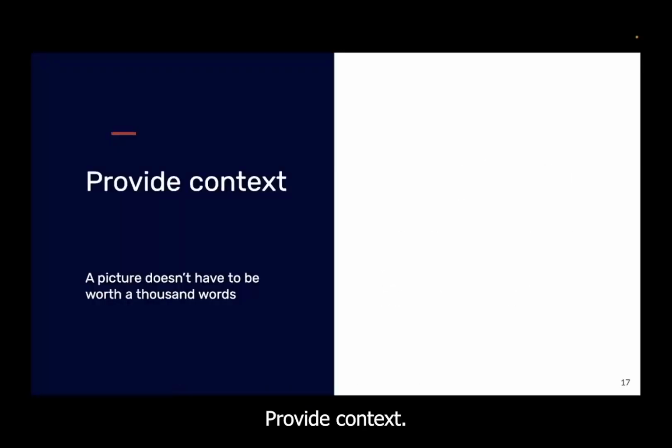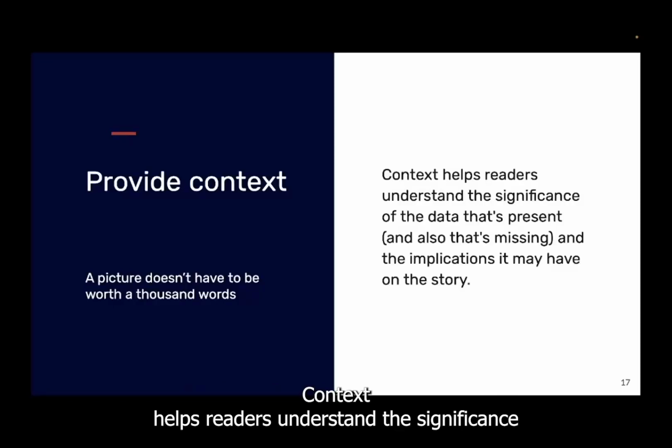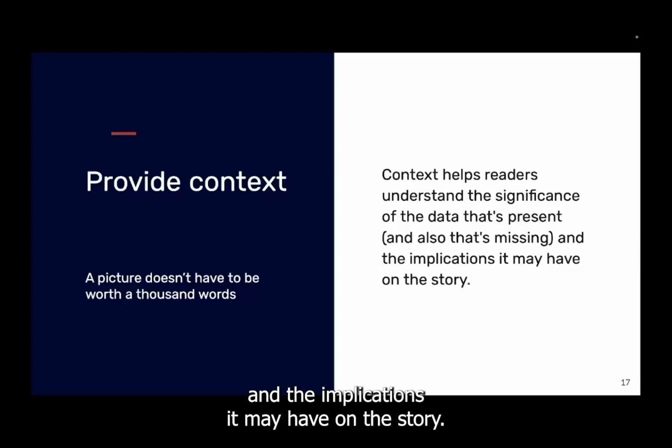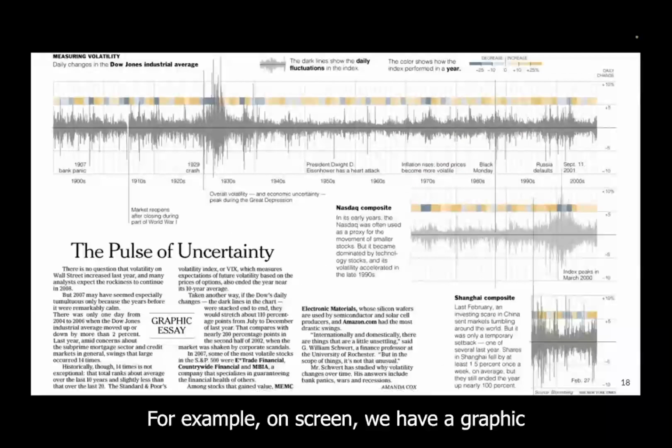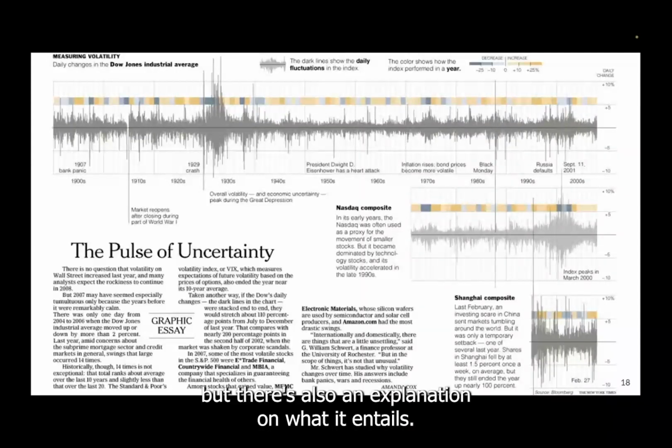Provide context. A picture doesn't have to be worth 1,000 words all the time. Context helps readers understand the significance of the data that's present and also that's missing, and the implications it may have on the story. For example, on screen we have a graphic essay, The Pearls of Uncertainty. We are able to see the graph itself, but there's also an explanation on what it entails.